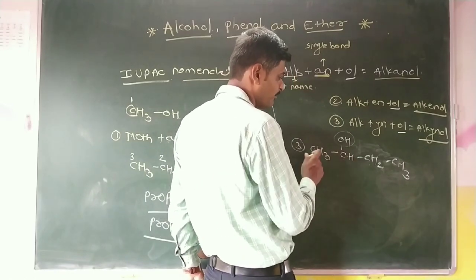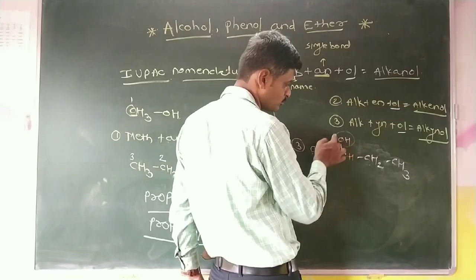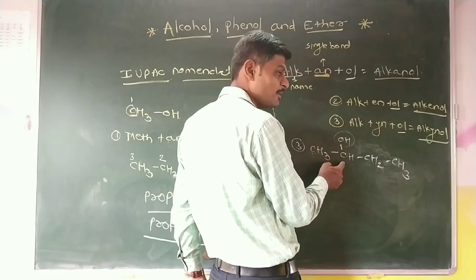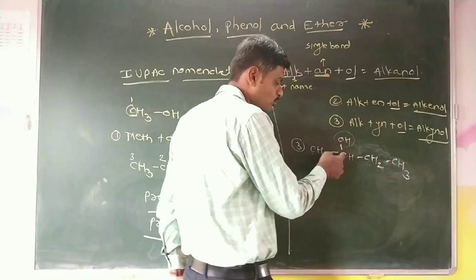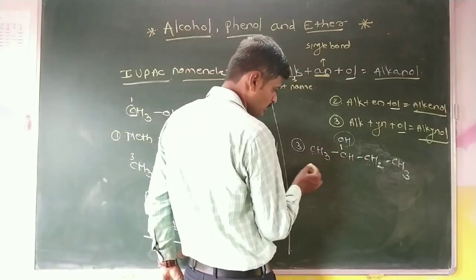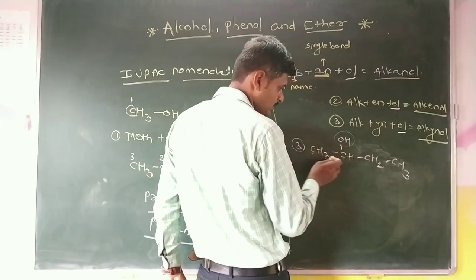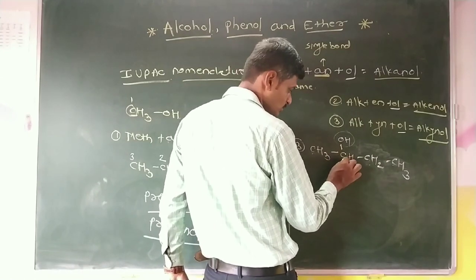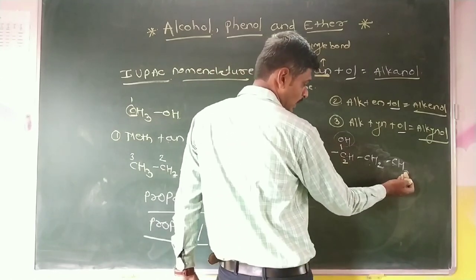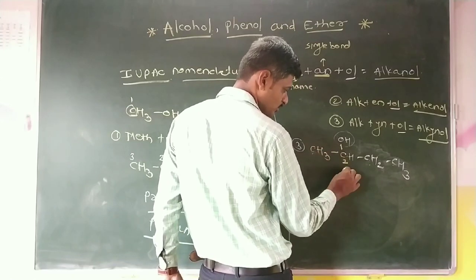After that, the numbering of the functional group. This OH group is attached to this carbon atom. Therefore, this carbon atom gets priority because the hydroxyl group is directly attached to it. So 1, 2, 3, 4. The numbering starts from here. Then this carbon gets the second number. After that, the numbering could start here: 1, 2, 3, 4. This carbon shows number 3.